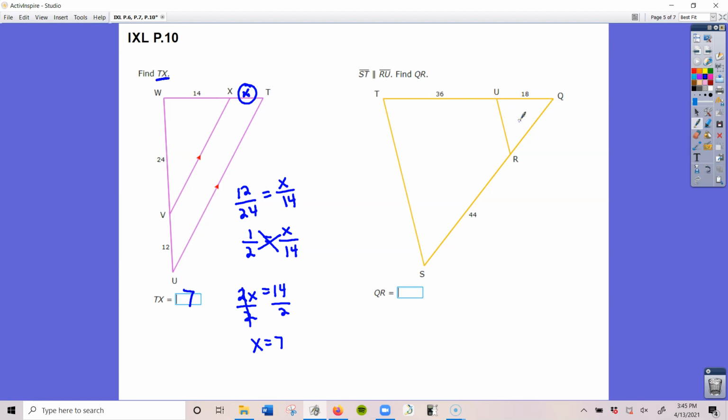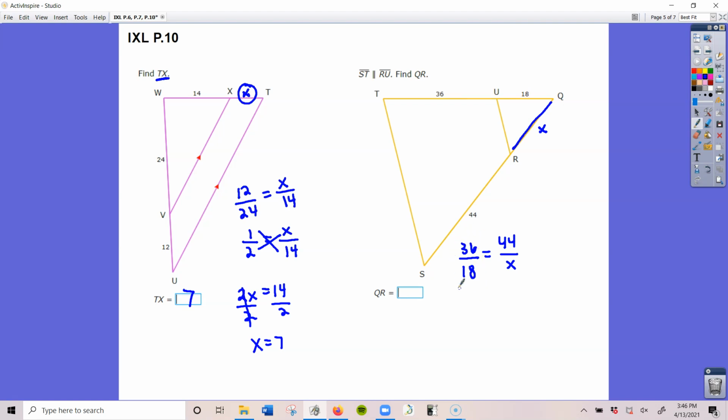Let's try that again here. We want to find QR. Again, I'm going to call QR x. Now, I went small to big before, but you can go big to small. It does not matter the order in which you choose as long as you stay consistent with your ratios. So if I go big to small, that's 36 over 18, which is going to equal, big to small, 44 over x.